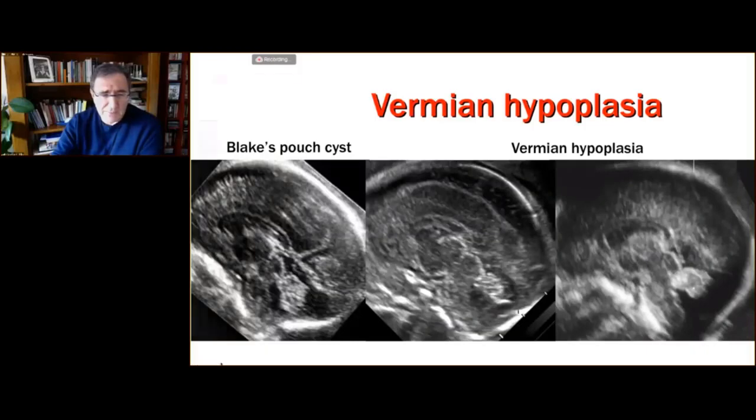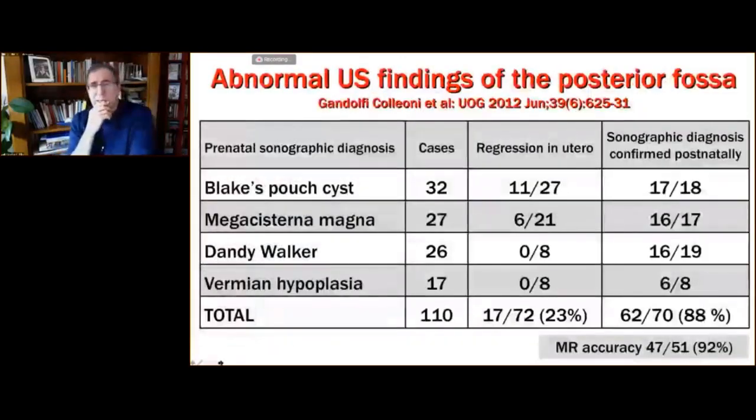A few data, because I think they are remarkable. As you can see, as we discussed before, Blake's pouch cyst, megacisterna magna, and then the Dandy-Walker malformation form the bulk of the cases that you will see. And one important thing is that both the Blake's pouch cyst and the megacisterna magna may regress in utero. They may disappear. And that makes you believe that probably, at least for the Blake's pouch cyst, this is just delayed normal development. We should probably consider this not as a malformation, but rather as a risk factor for a malformation.